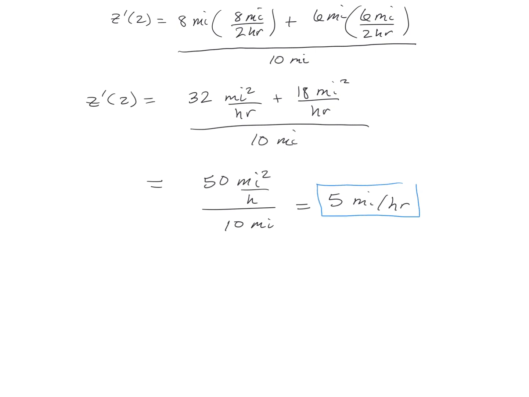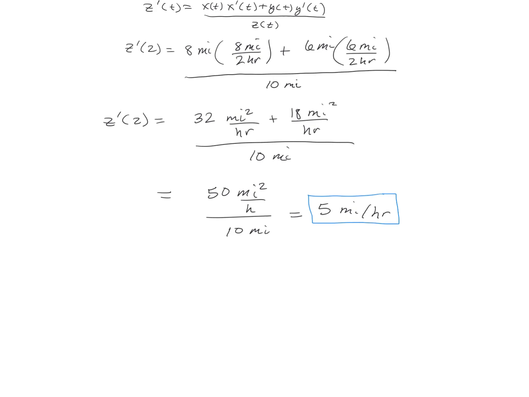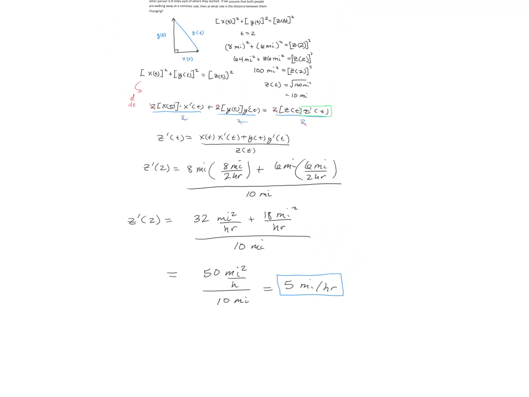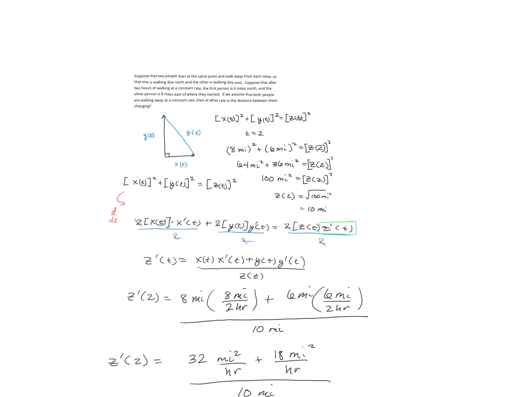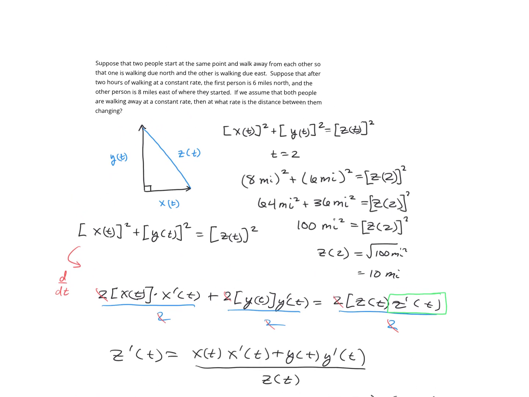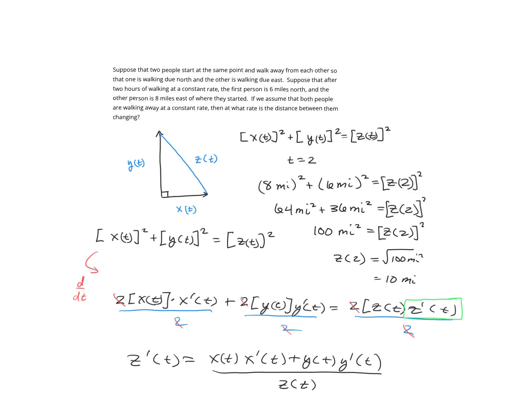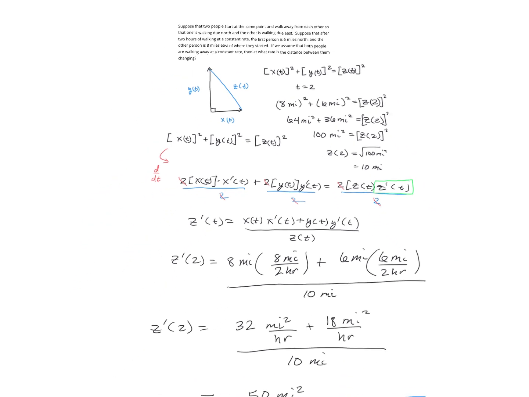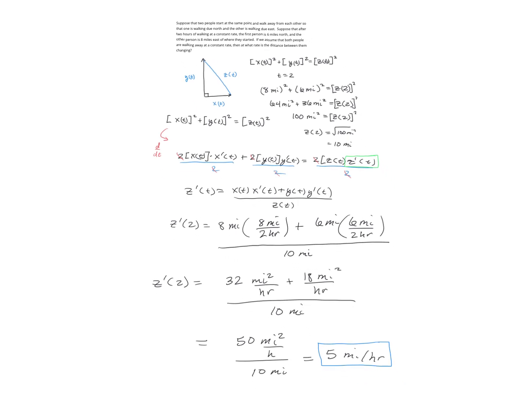All right, so let's go back to the problem and see if that makes sense. First of all, the units make sense because the rate of someone walking would be miles per hour. And if we go back to the problem, we notice that we used all the information given to us to find the rate of change of the distance between them. So that is our problem in its entirety.